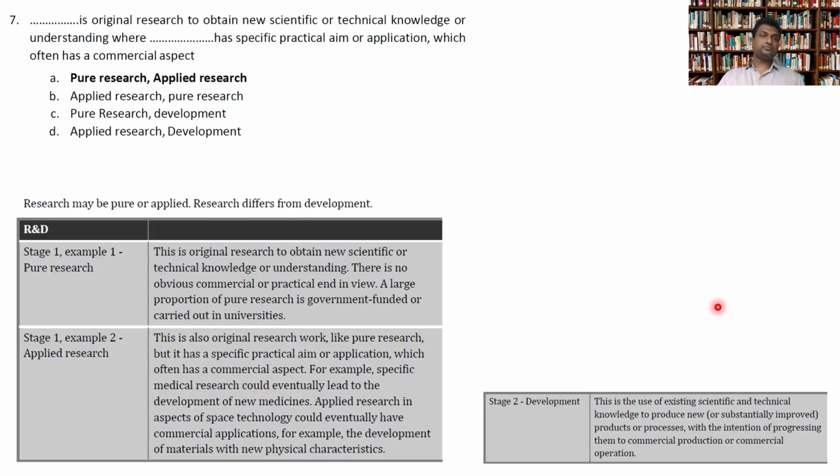Right. Question number 7. This question is about research and development. So you can see pure research, applied research, and development in the answer. So let's look at what these three things are. Pure research is original research to obtain new scientific or technical knowledge. The difference between pure research and applied research is both will work on obtaining original knowledge, new scientific and technical knowledge. Both research will do that.